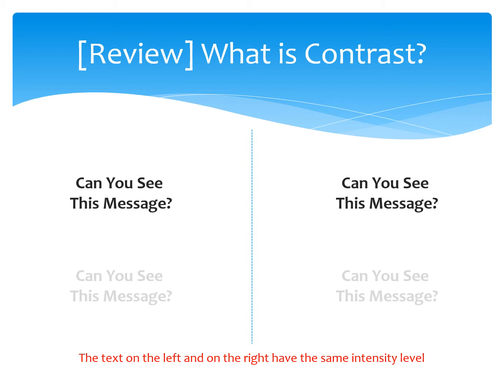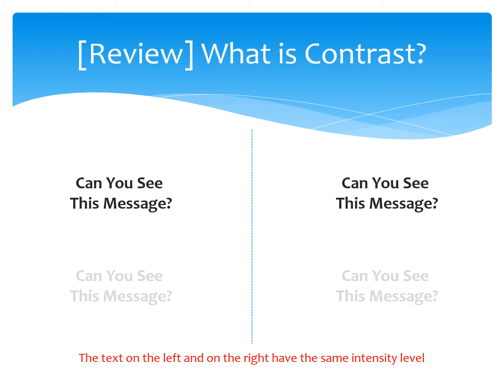As you can see, in this example, the text on both sides is identical, where the text on the top is dark gray and the text at the bottom is light gray. The message on the top is easy to read when comparing to the message at the bottom, because the message on the top has better contrast than the message at the bottom.